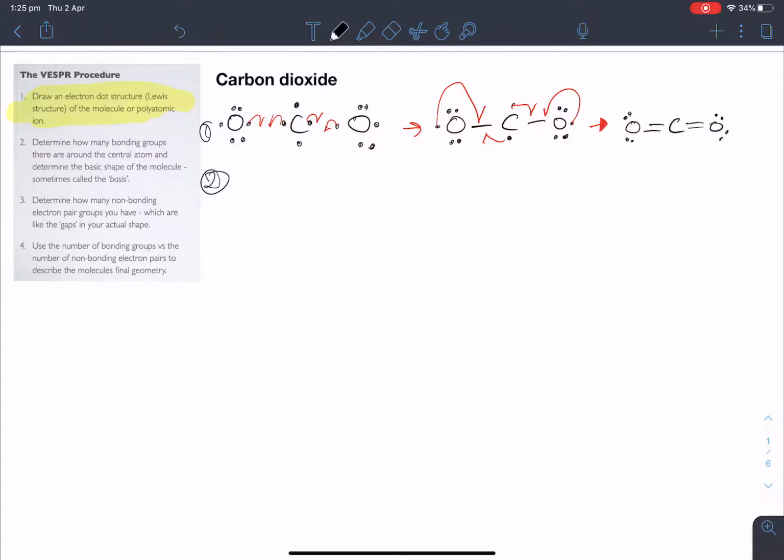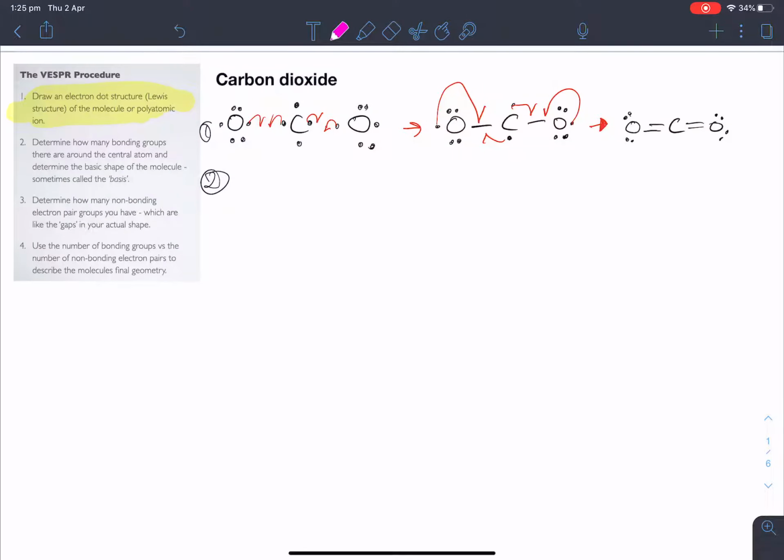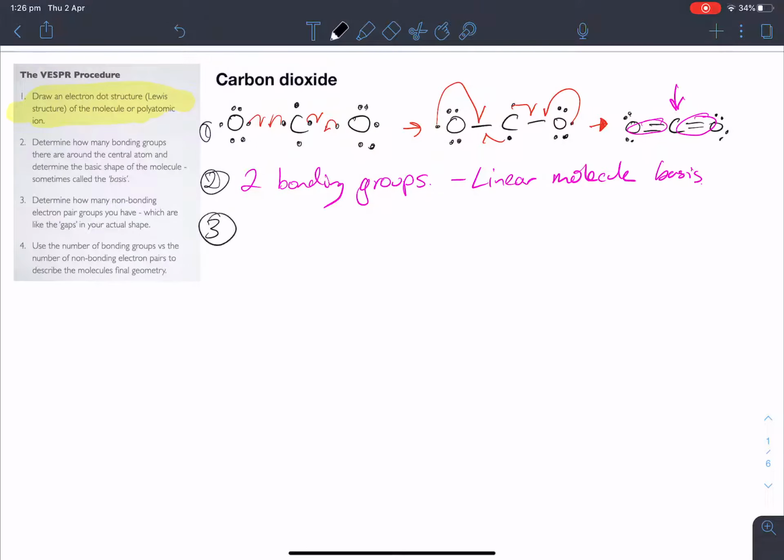Step 2 is we need to determine how many bonding groups are around this molecule, around the central atom, which is carbon. So we've got that double bond and that double bond. So any bonds or lone pairs count as bonding groups. So we've got 2 bonding groups. So its basis for the molecule is a linear basis. We're saying 2 bonding groups pushing away around a sphere will be 180 degrees apart. The linear molecule basis.